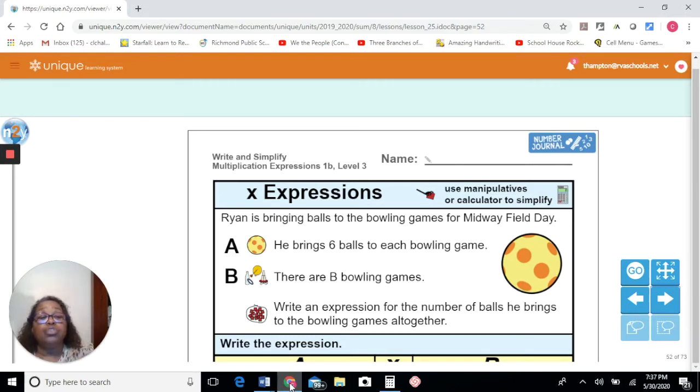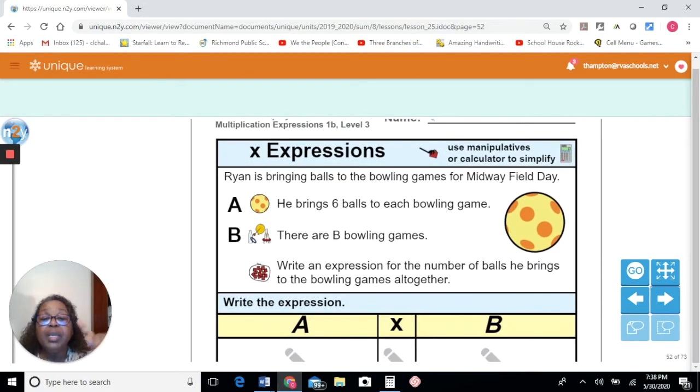All right, let's use this word problem. It says Ryan is bringing balls to the bowling games for midway field day. Now, the parts of the expression are: A, he brings 6 balls to each bowling game. The B part is there are B bowling games. We don't know what B is, do we? In this expression, we have our alphabets and then we substitute numbers.